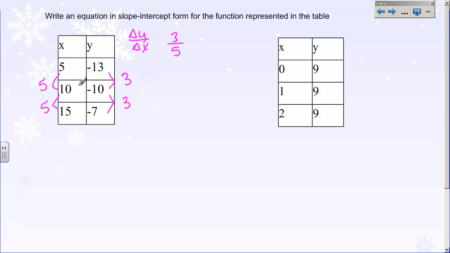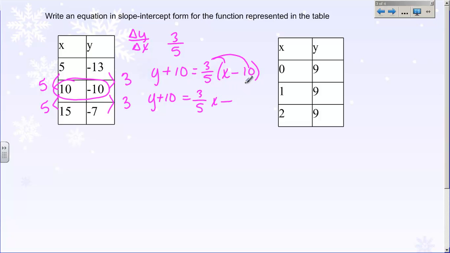Makes absolutely no difference. I'm going to use this one right here in the middle. That's what I'm going to plug in, but it doesn't matter. So y minus y1, and my y1 is negative 10, so this becomes plus 10, equals 3/5 times x minus x1, which in this case is 10. Now I distribute, so I have y plus 10 equals 3/5 x. Now, 3/5 times 10, 3 times 10 is 30, and 30 divided by 5 is 6.